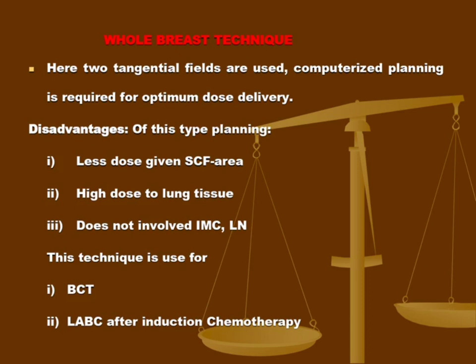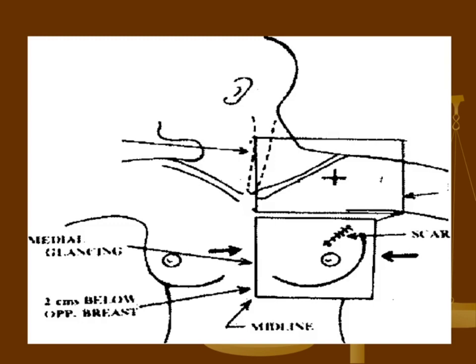In the whole breast technique, we use only two tangential fields, and computerized planning such as a treatment planning system is required for optimum delivery. The disadvantages of this kind of planning are less dose to the SCF area, high dose to the lung tissue, and it does not cover the internal mammary chain. So the whole breast radiotherapy technique is now obsolete. It was used for BCT patients and for LABC after induction chemotherapy, but it is now obsolete. I am telling you about the whole breast technique just for academic purposes.